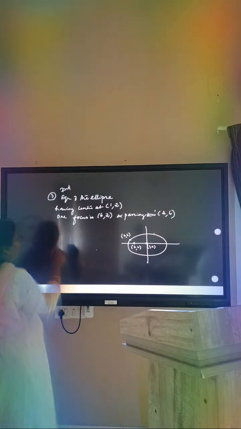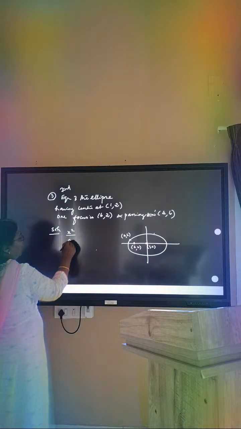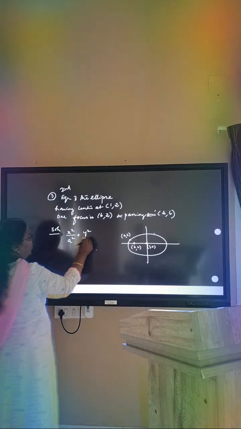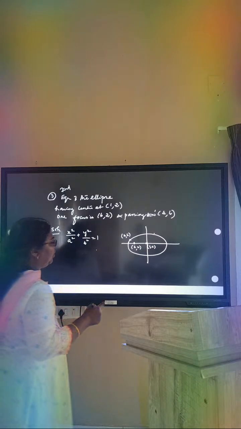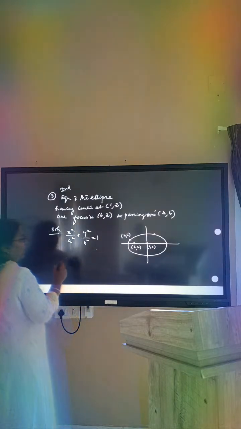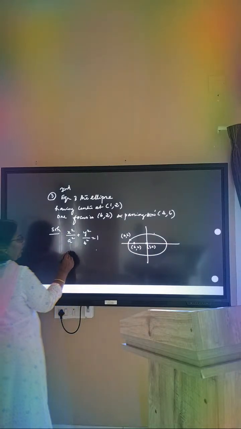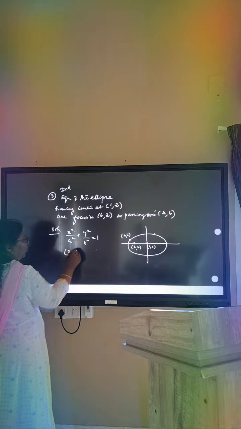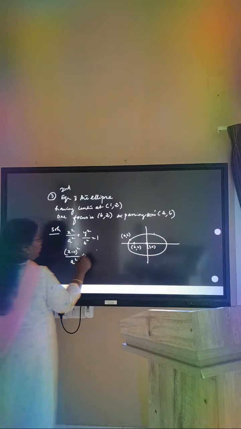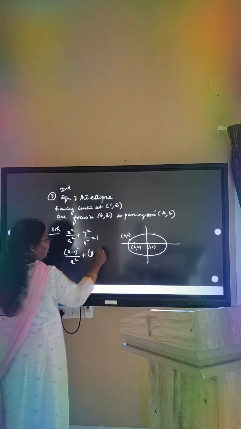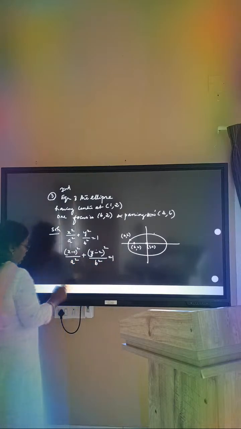How do you find the equation again? So first, what is the equation? x squared by a squared plus y squared by b squared is equal to 1. But the center is at the point 1, 2, it's given, and therefore the equation of the ellipse will be x minus 1 the whole square divided by a square, because center is at 1, 2, plus y minus 2 the whole square divided by b square is equal to 1. So this is the equation of the ellipse.